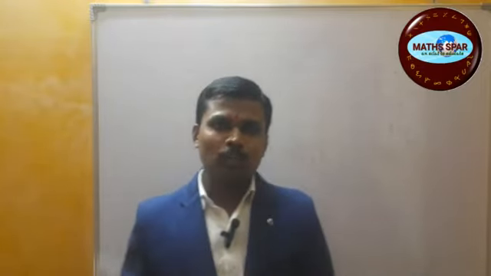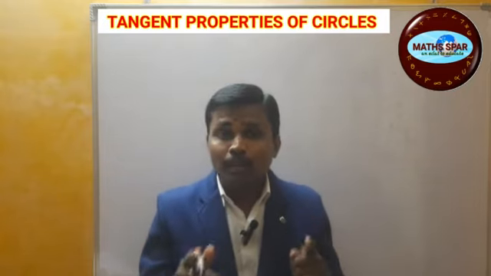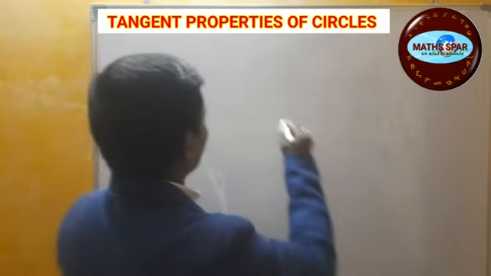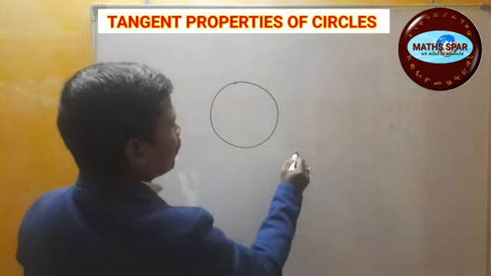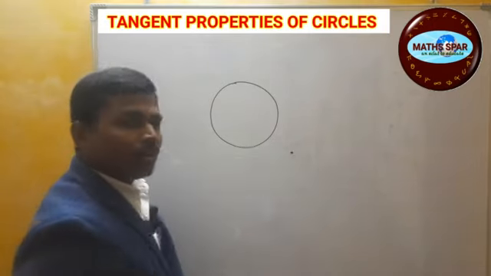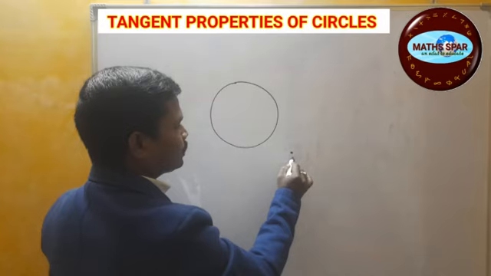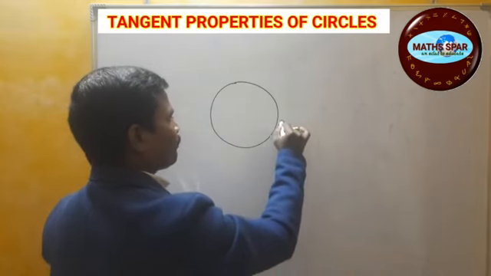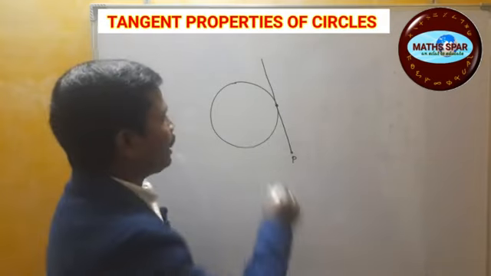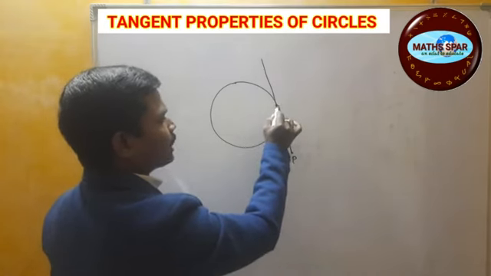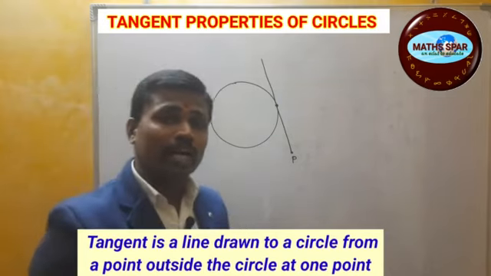This video is about tangent properties of circles. What do you mean by a tangent? For a circle, a line drawn from an external point, if we assume this as the external point, and if a line is drawn to the circle in such a way that it touches the circle at exactly one point, then that line is known as a tangent.